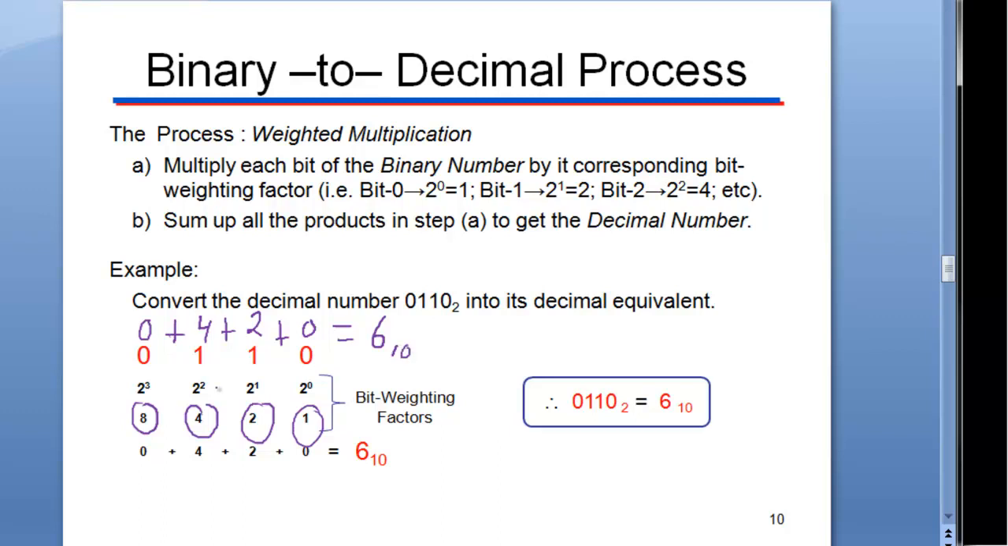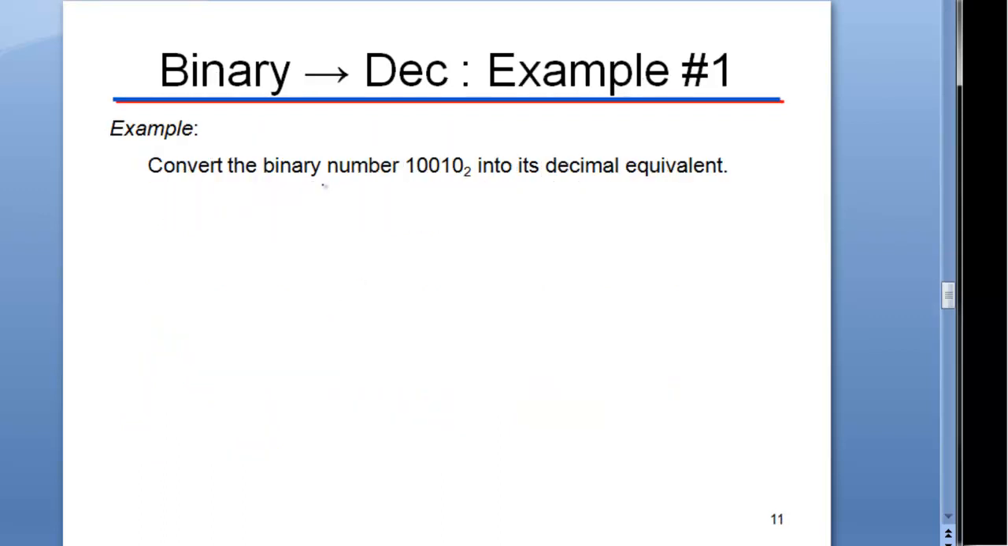So basically, you can take a base 10 number and divide by 2 to split it out, or you can take a binary, base 2, and find its multiplications, and then add those up to figure out what that number is. So it's a pretty straightforward process. Let's look at an example.